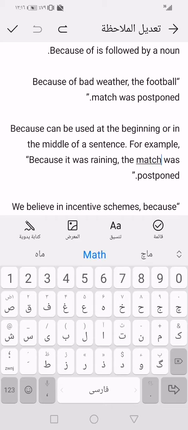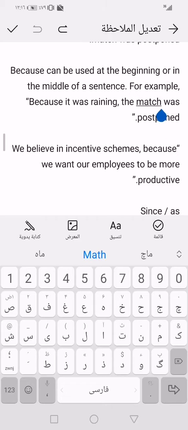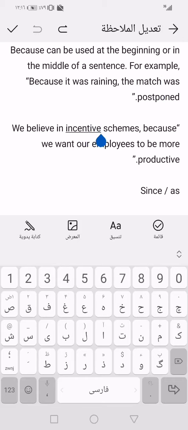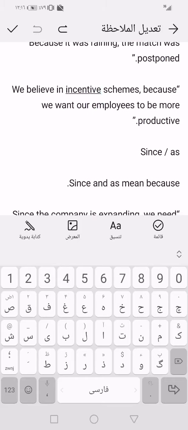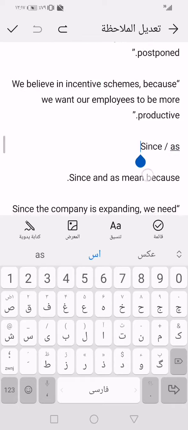لأنها أمطرت تم تأجيل المباراة. We believe in incentive schemes because we want our employees to be more productive. نحن نؤمن بالخطط المحكمة لأننا نريد موظفينا أن يكونوا ذو إنتاجية أكثر.